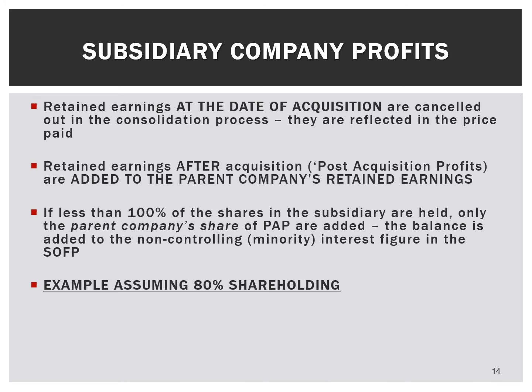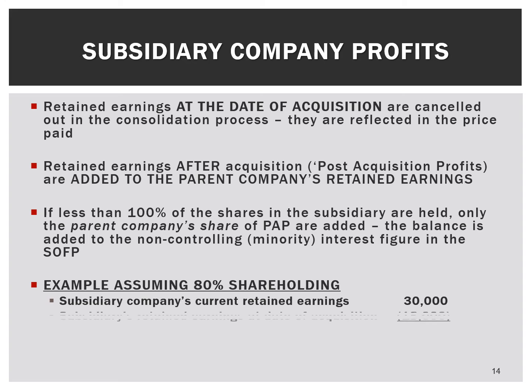In this case, we've got 80% of the subsidiary company. Now, in the exam, you'll be told what the current retained earnings figure in the subsidiary company's balance sheet is, in this case 30,000. You'll also be given a figure for what the retained earnings were at the date of acquisition. Now, those retained earnings get cancelled out. The retained earnings made after the date of acquisition are treated differently.